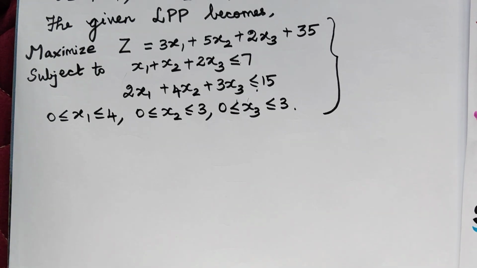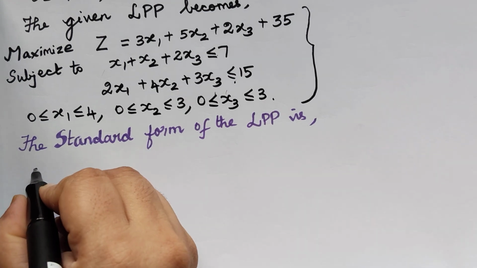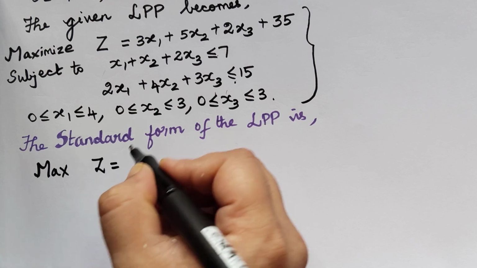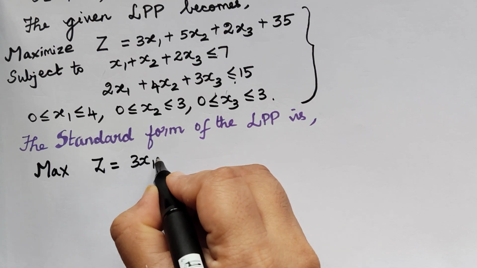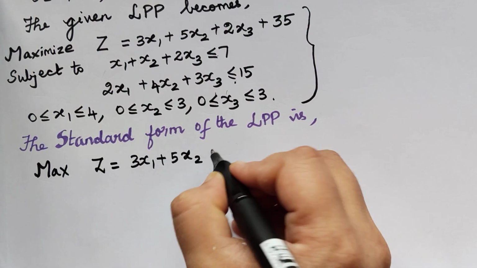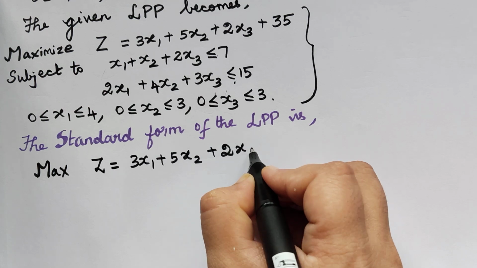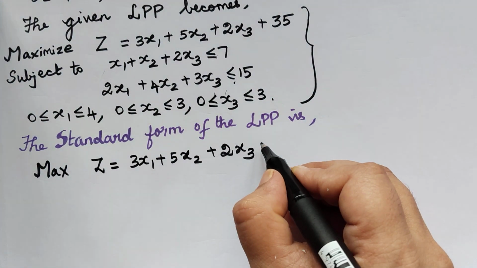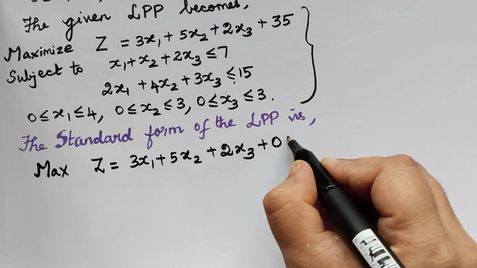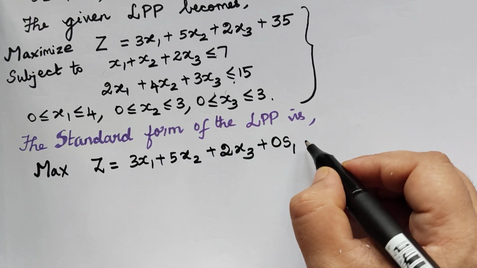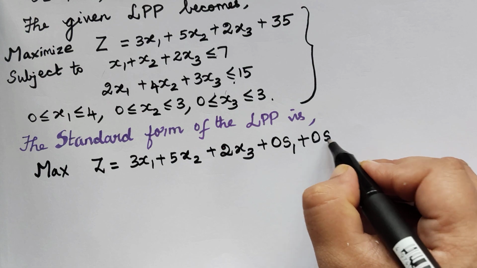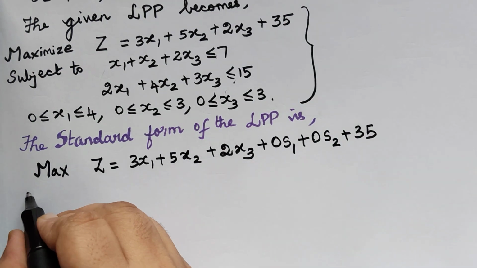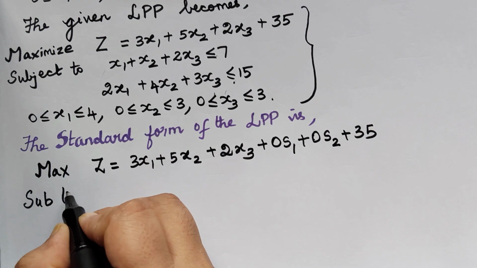So let us introduce. So the standard form will be max z is equal to 3x1 plus 5x2 plus 2x3, and since we are going to introduce two slack variables s1 and s2, it has to be added with coefficient 0 in the objective function. So 0s1 plus 0s2 plus 35 subject to the constraints.